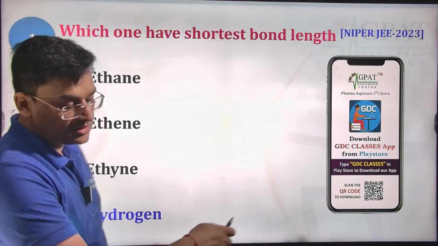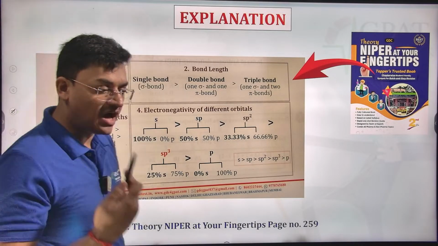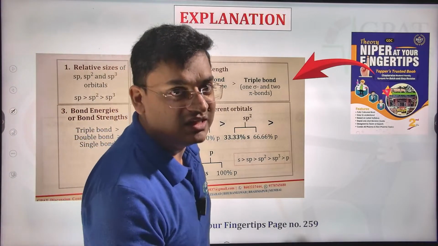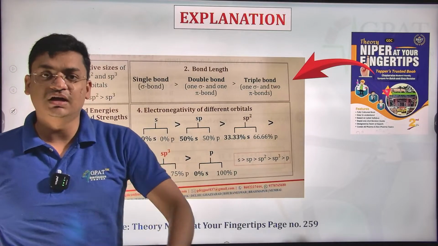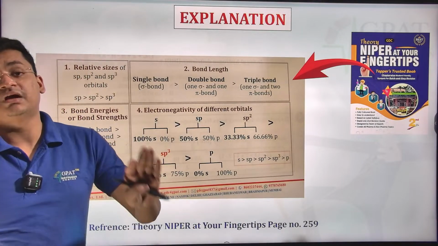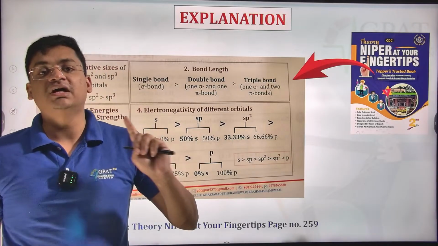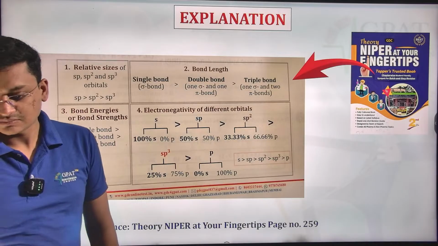All right, moving to the next question. For the carbon-carbon single bond, double bond and triple bond, the carbon-carbon triple bond will have the least bond length. The carbon-carbon double bond will have a little more bond length, and the carbon-carbon single bond, as in ethane, will have the longest bond length.